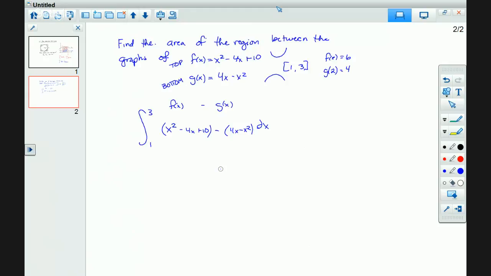This is where people get screwed up a lot. They don't distribute the data. Be careful on calling up what's there. All right, do the subtraction first. X squared minus negative x squared. 2x squared, negative 4 minus 4, minus 8x, and then 10 is a lower. That'd be what we got with what we got.